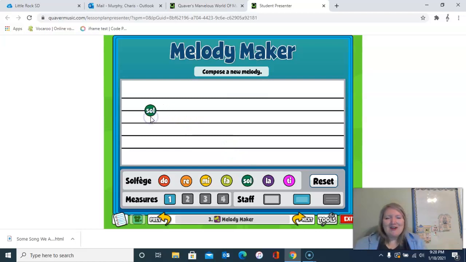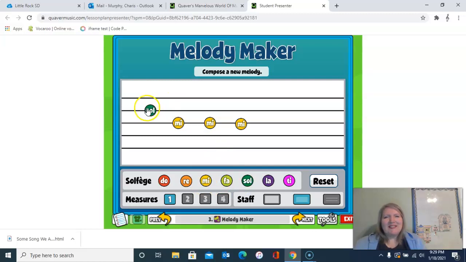All right, so we said if soul is on a line, then that means me is going to be on the line below it. So we can make our own melodies with soul and me. So if I do this, then let's read our melody now. Then we've got so, mi, but let me move that sol back down here.